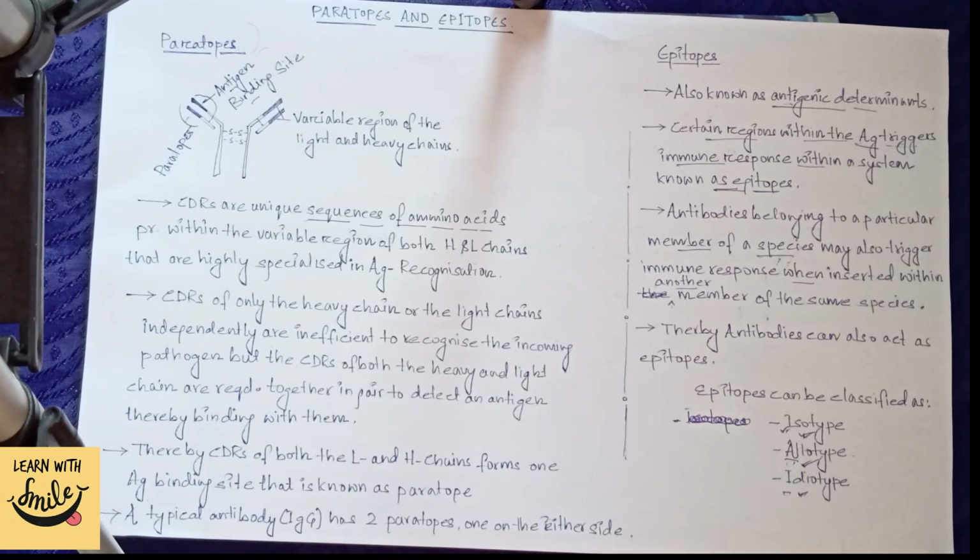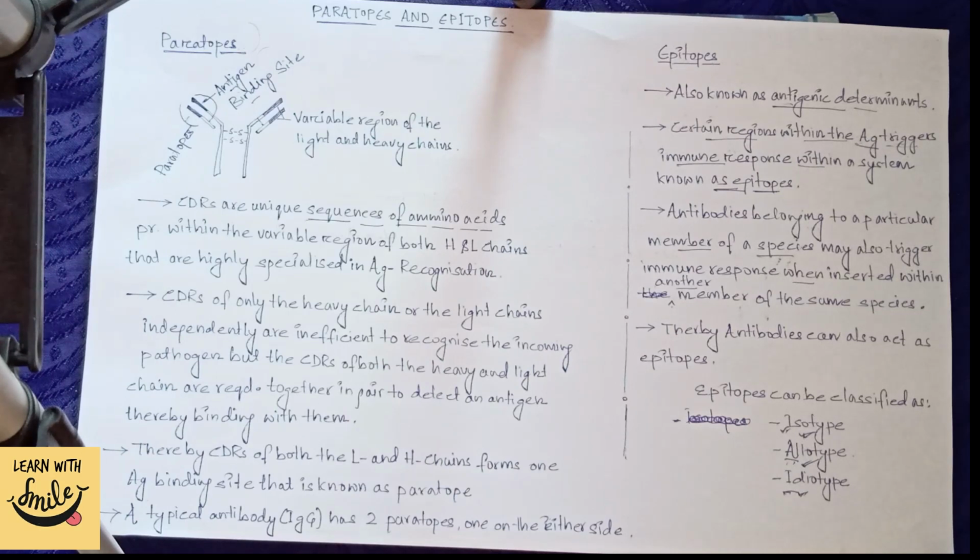And if those CDRs or the framework regions between the CDRs trigger an immune response, then such CDRs or framework regions would be regarded as the idiotype. So what we have understood here is that there are certain regions either within the antigen or within the antibody that may trigger an immune response followed by activation of immune cells, which are known as epitopes. Epitopes can be of three different types: isotype, allotype, and idiotype.